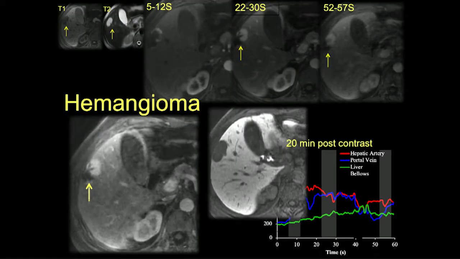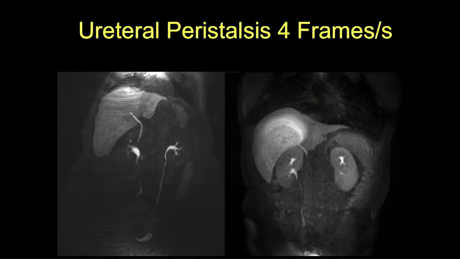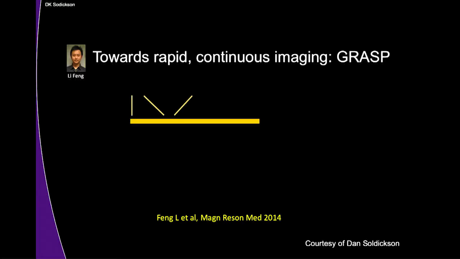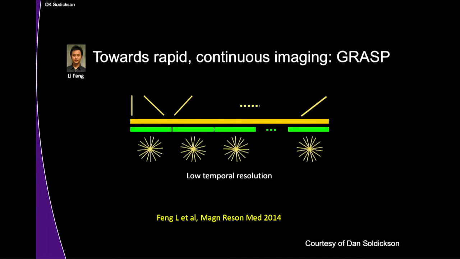Whoops, going the wrong way. We'll skip over that. The group at NYU, led by Dan Sodickson, has done the same thing using a radial method instead and reconstructing along different dimensions.